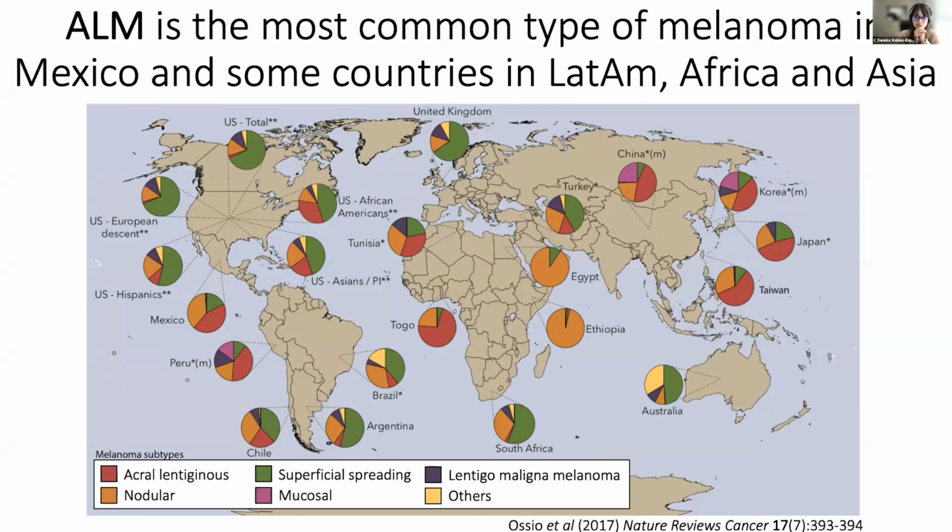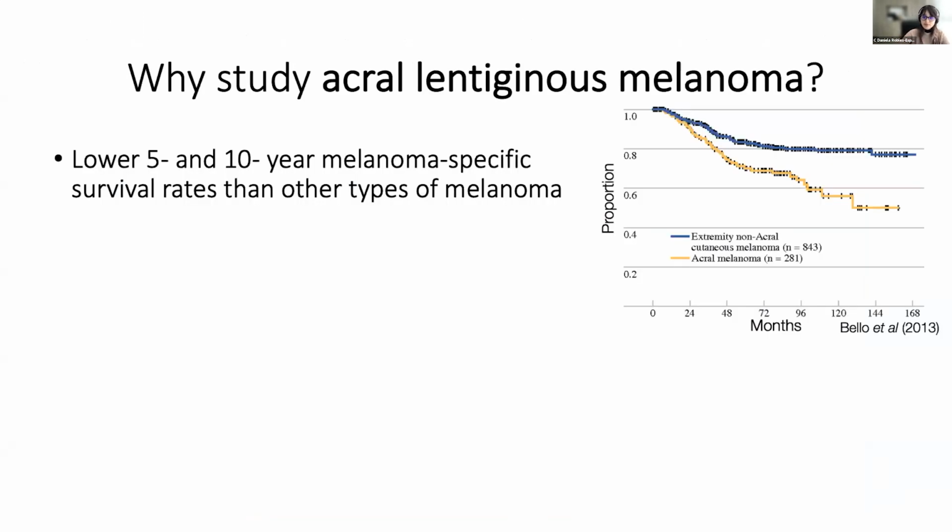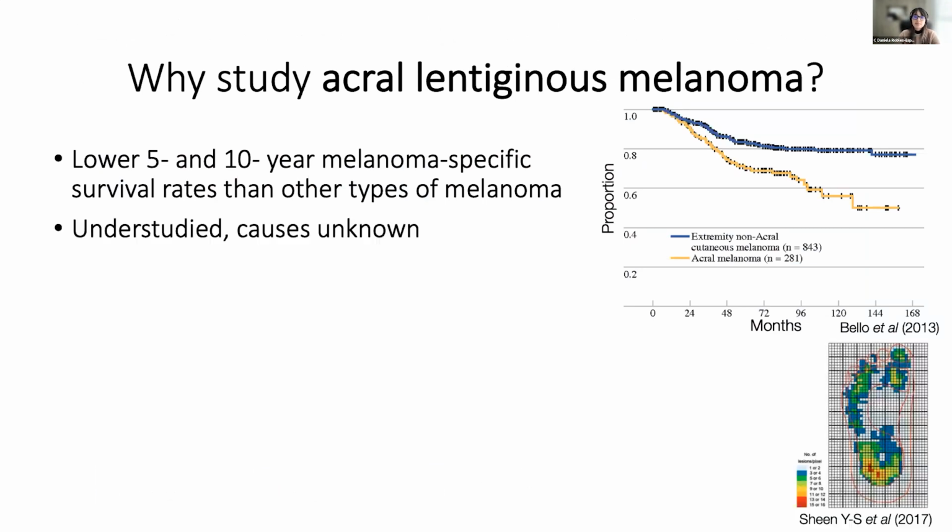The incidence of acral lentiginous melanoma seems to be the same around the world, at least that's the best that we know at the moment. The differences you see here are thought to be due to differences in UV-induced melanoma in different places. But regardless, this is the most common subtype in Mexico and other countries in Latin America, and for us, this is an important reason to study it. We have other reasons also, because this type of melanoma has lower 5 and 10-year melanoma-specific survival rates than other types of melanoma. It's also understudied and its causes are currently unknown.